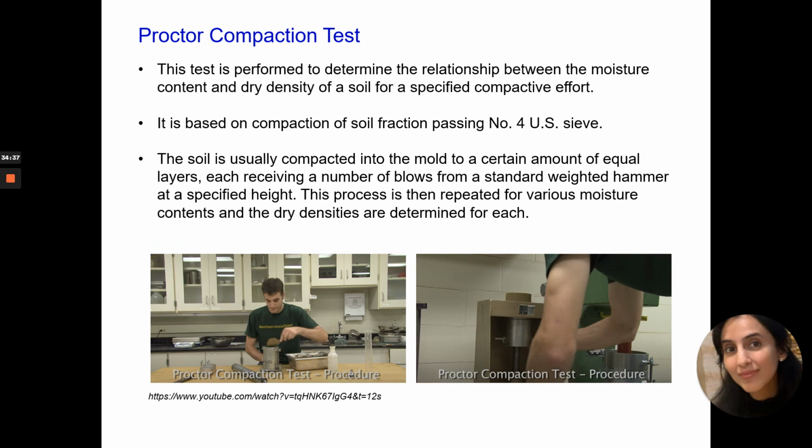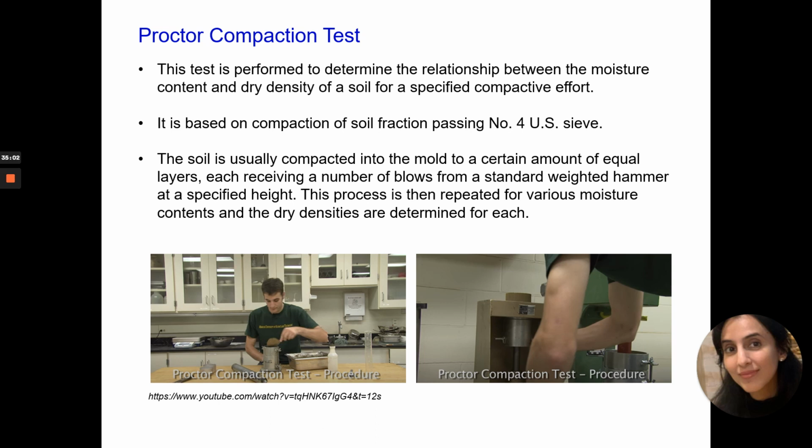Then we have Proctor compaction test. This test is performed to determine the relationship between moisture content and dry density of a soil for a specific compactive effort. So you've seen the video as well. I've attached the link down below there. I will also write all the links I have in this slide on my description.